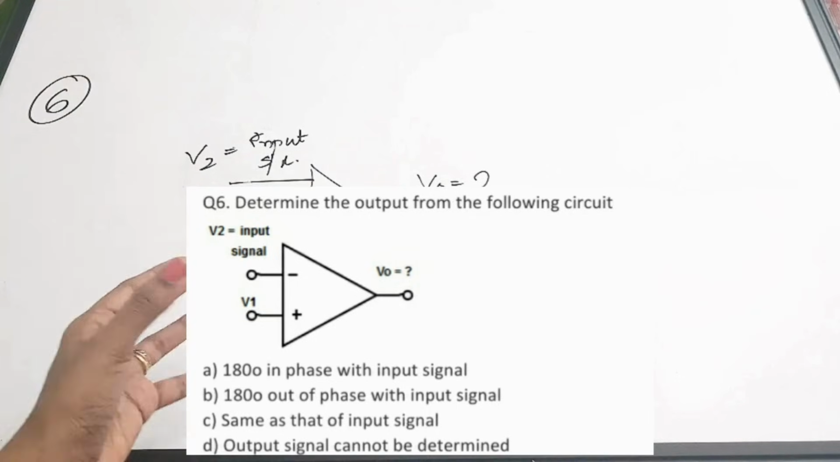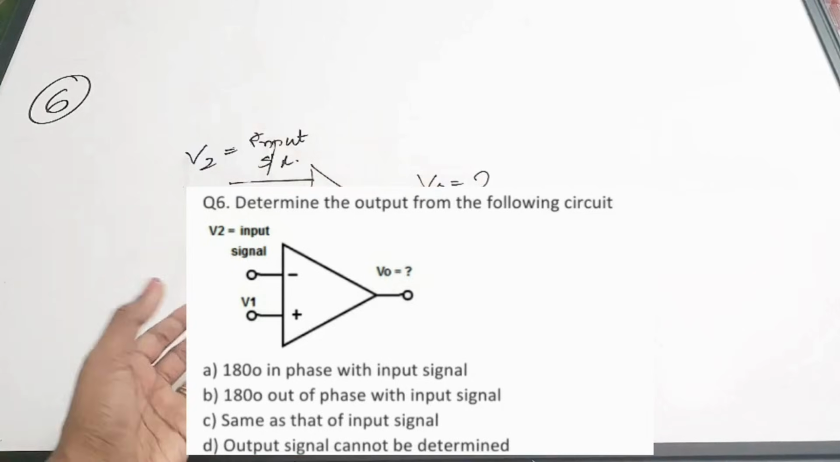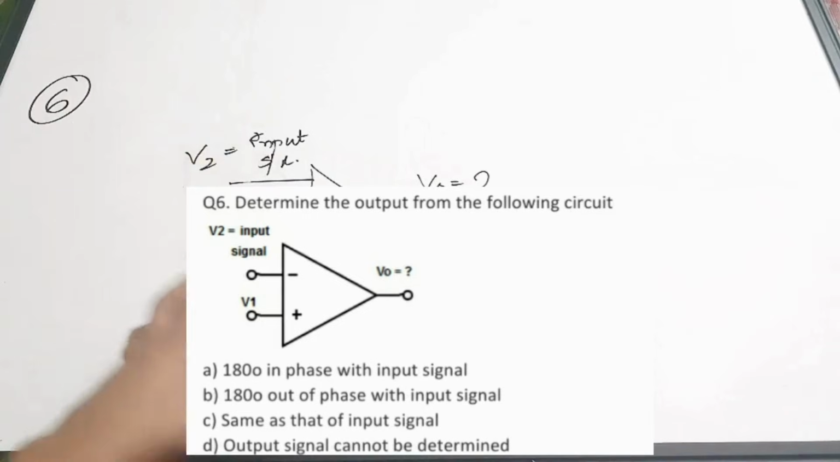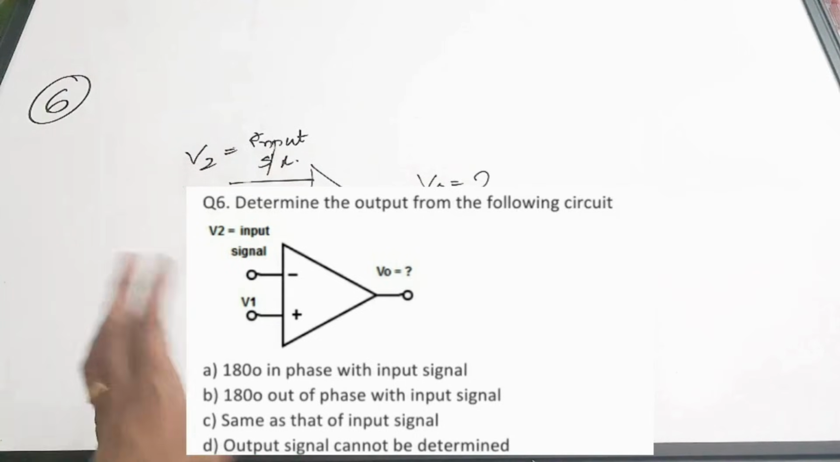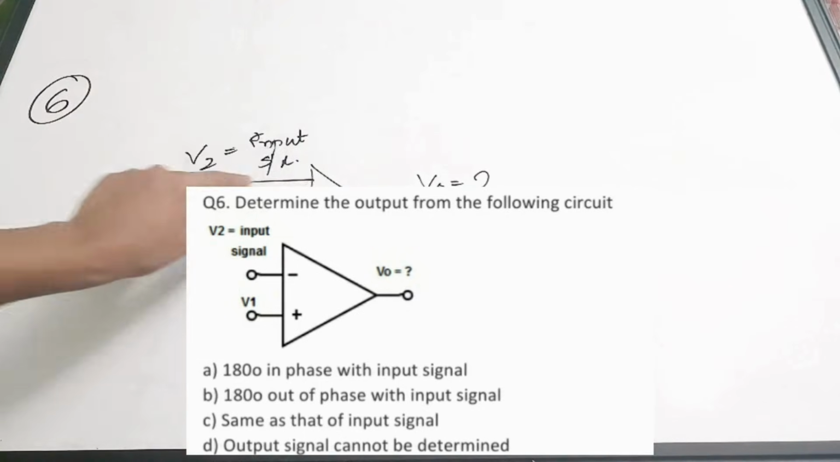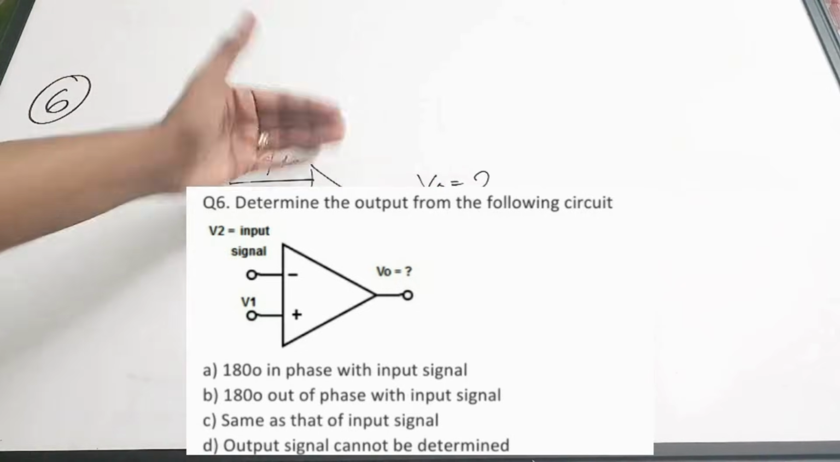And the most important characteristic of an inverting amplifier is that your output signal will be inverted with respect to the input signal. That is, it will be inverted by 180 degrees. That is, it will be 180 degrees out of phase with your input signal. So that is one important characteristic of the inverting amplifier. Whatever signal you connect to the inverting terminal, you will get an output 180 degrees out of phase.